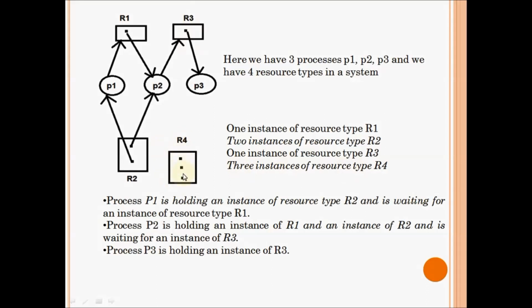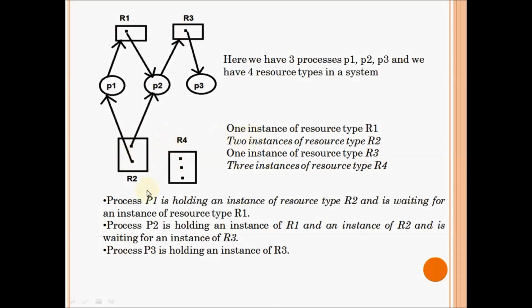Three instances of R4. That resource can be any type. For example, it can be a RAM or it can be a printer, whatever it may be. Whatever resource you consider, that resource will be there. But instances: R1 one instance, R3 one instance, R2 two instances, and R4 three instances.